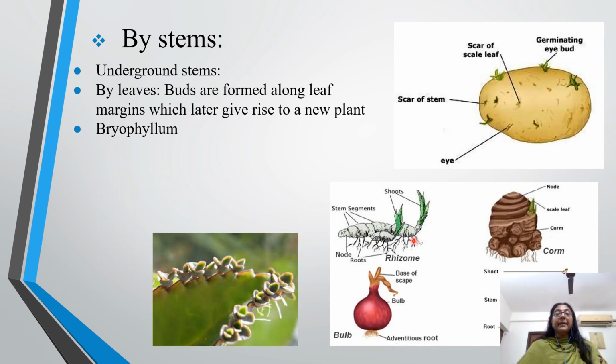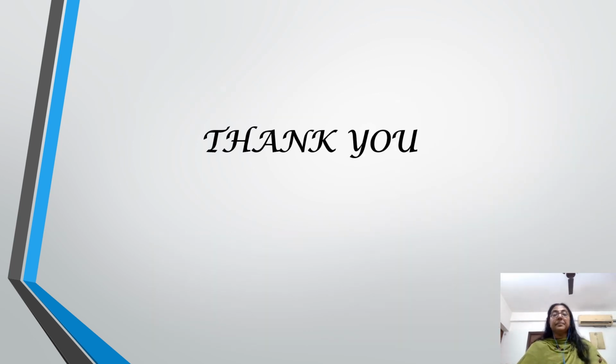Next, it is by stem, where the underground stems are used for propagating new plants. Next, it is by means of leaves, where buds are formed along the leaf margin. Bryophyllum is an example of that. When the bud falls from the mother leaf and falls on a suitable substratum, it can develop into a new plant. Thank you.